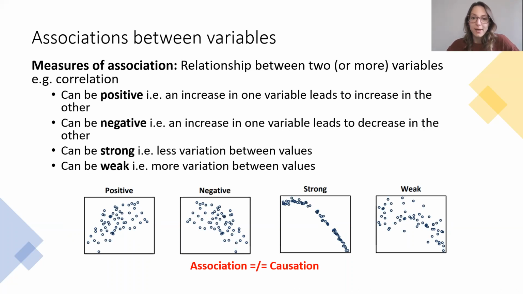Another way that we might try to characterize a relationship between two variables is whether it's strong or weak. If it's a strong relationship, generally there's less variation between the values. If there's a weak relationship, then we say that there's more variation between the values. You can see the figure there that I've added just to show you how these might visualize if you were to plot two variables against one another. Now, this is to say that association does not equal causation, and we'll unpack that a little bit next.